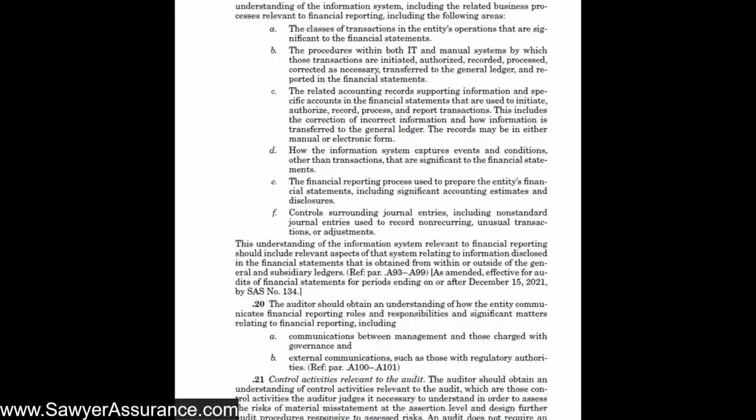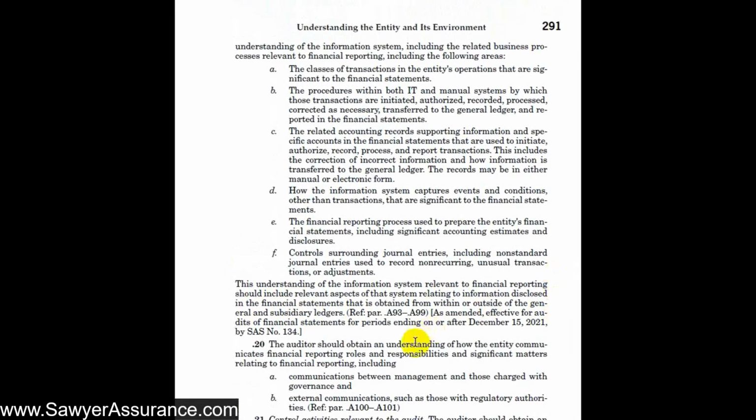And so this understanding of the information system relevant to financial reporting should include relevant aspects of that system relating to information disclosed in the financial statements that's obtained from within or outside of the general and subsidiary ledgers. We should also obtain an understanding of how the entity communicates the financial reporting roles and responsibilities and significant matters relating to financial reporting. So that would be like communications between management and governance, and also external communications, such as those with regulatory authorities.